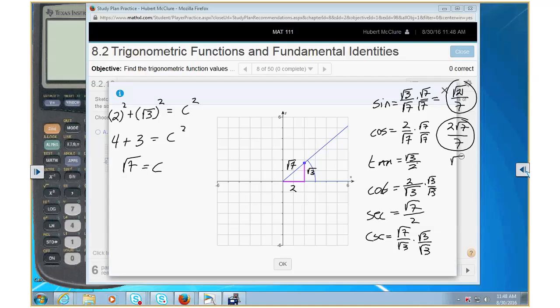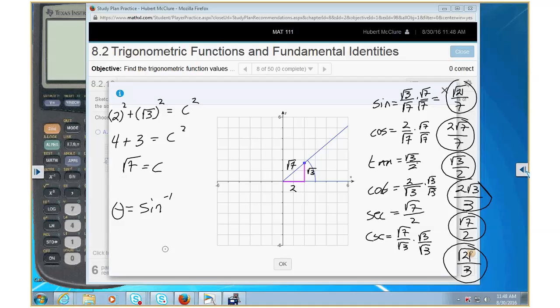Square root of 3 over 2. 2 square root of 3 over 3. Square root of 7 over 2. And the last one is square root of 21 over 3. Now we take the inverse sine. And you can do the inverse cosine if you want to, of the square root of 21 over 7. Somebody tell me what you get. Degrees, minutes, and seconds.